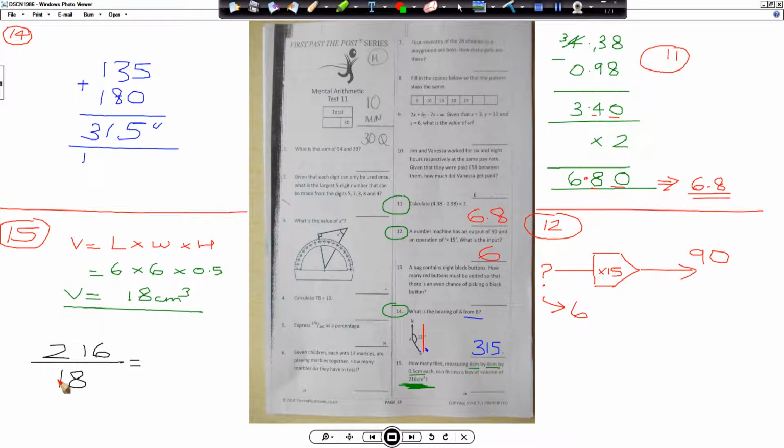So 18 divided by 6 is 3. 216 divided by 6: 6 into 21 goes 3 times, remainder 3. Put the remainder 3 next to that. How many 6s in 36? The answer is 36 on top of that.